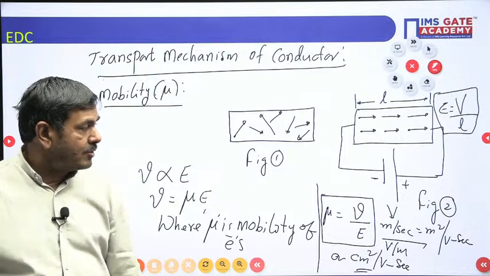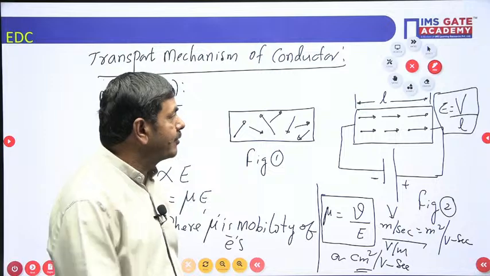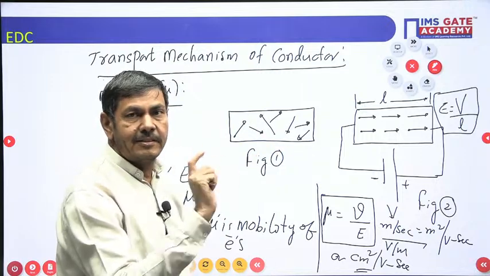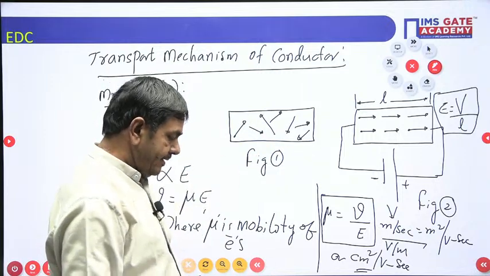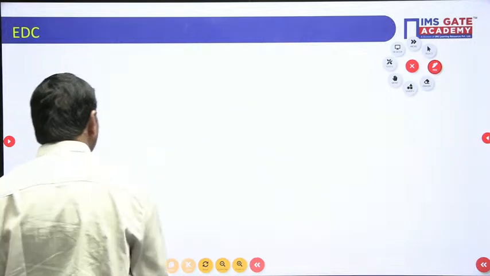Understand now. So mobility equals drift velocity by electric field intensity. Electric field intensity equals voltage by length of the conductor only, you can say. Understand? That way we can calculate only. Next one. One more point I want to give here now.